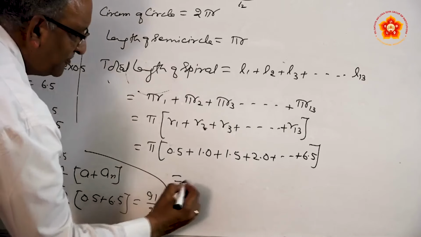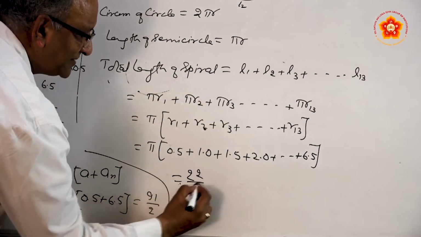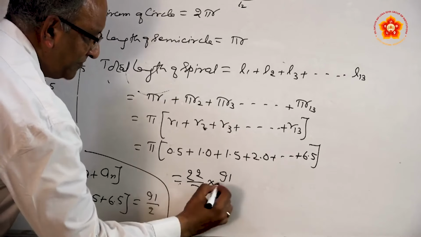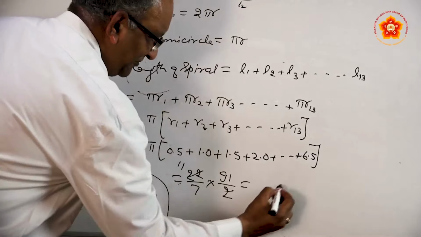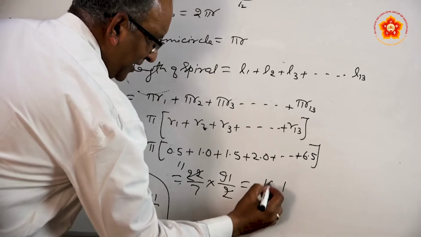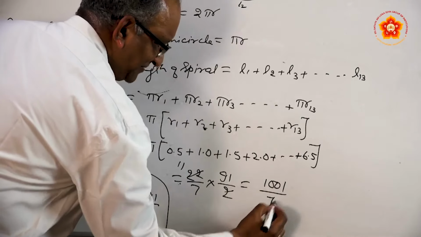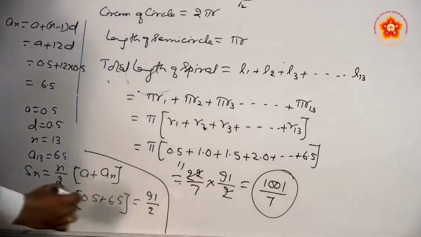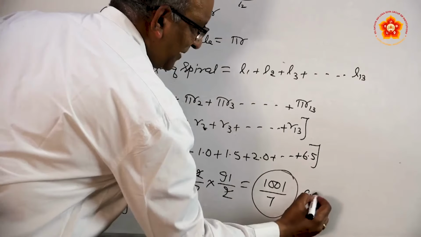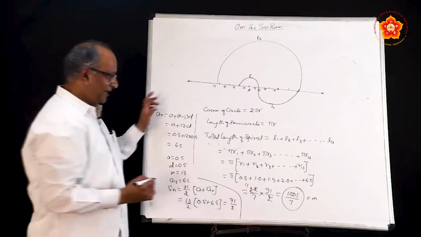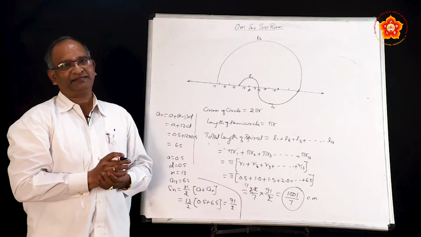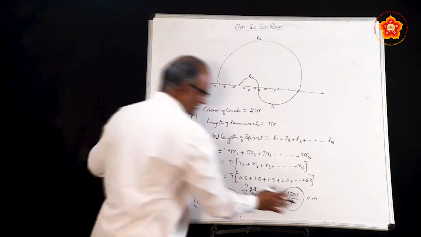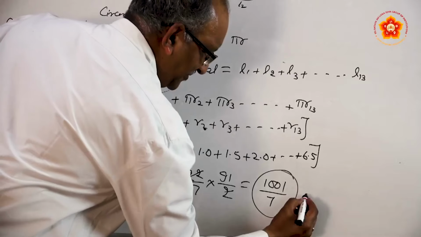Substitute the value of pi as 22 by 7, into 91 by 2. 2 ones are 2, 11 ones are 11, and this gives 1001 by 7. This is the length of the spiral. The total length of the spiral is 1001 divided by 7. You can divide by 7 and get the exact answer. 7 ones are 7.